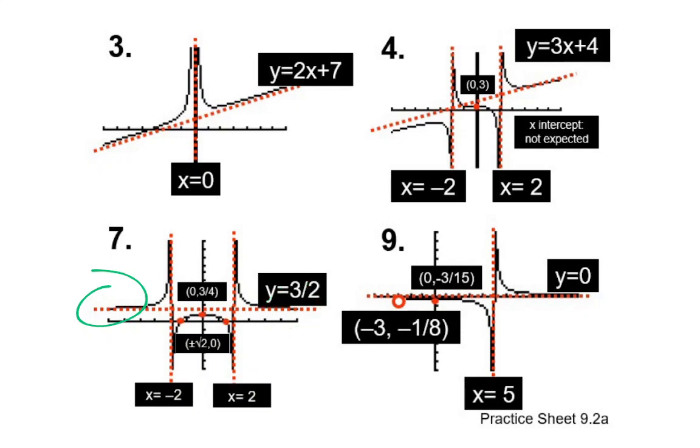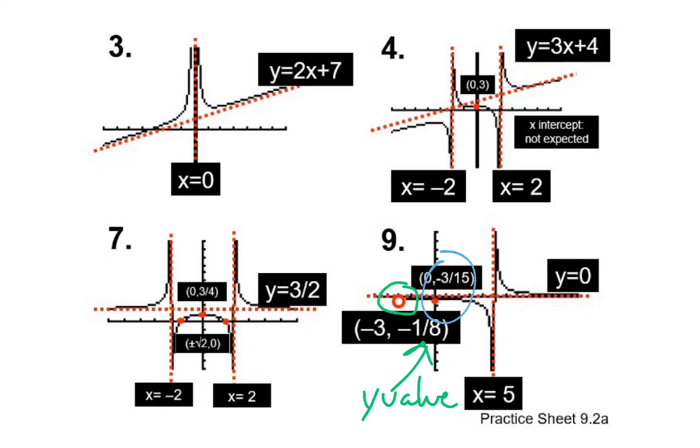Now, it's number nine that you may have noticed has something different. Although it's not brand new, we talked about it the very first day. It's definitely something we haven't really focused on, and it's a hole in the graph. And I want you to notice that at -3, -1/8, there's actually a hole in the graph. It's not on the x-axis. The x-axis is actually a different point, but notice that I still have a y value marked for this hole in the graph. Where did I get that from?